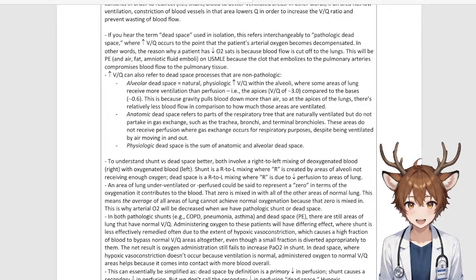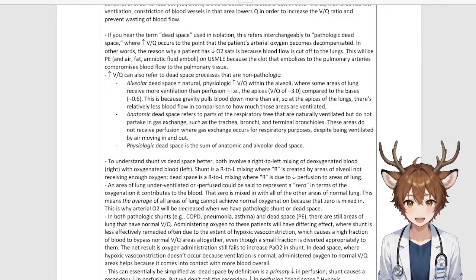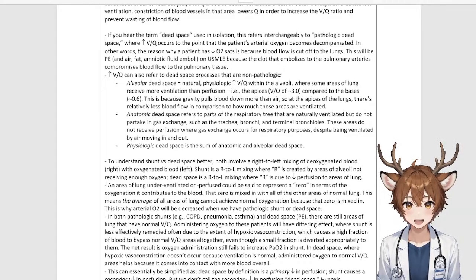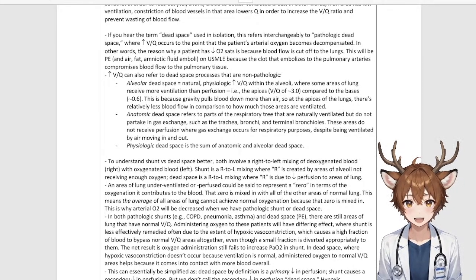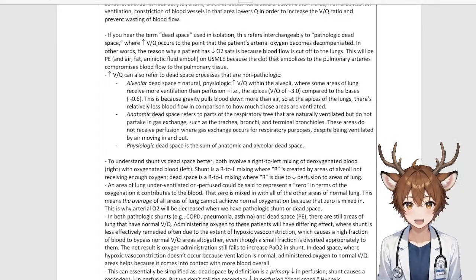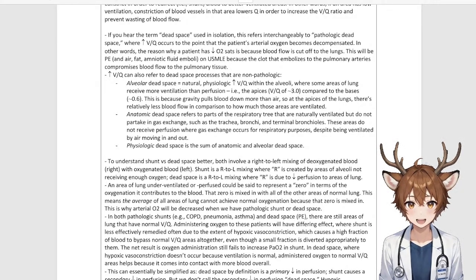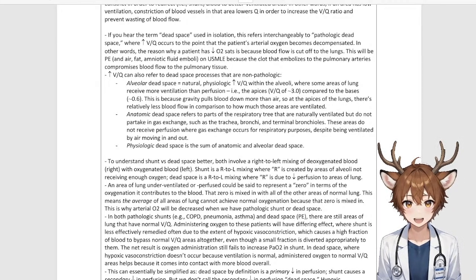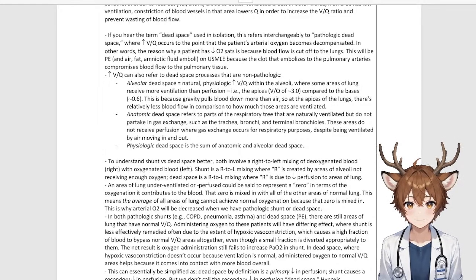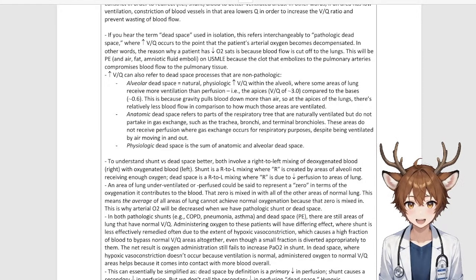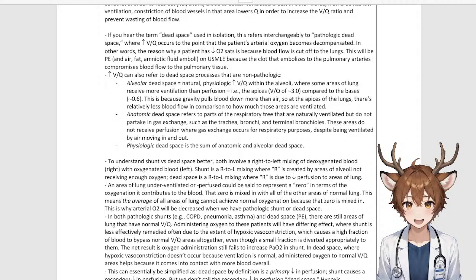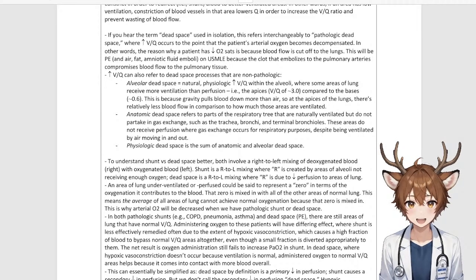Administering oxygen to these patients will have differing effects, where the shunt is less effectively remedied, often due to the extent of the hypoxic vasoconstriction, which causes a high fraction of blood to bypass normal VQ areas altogether, even though a small fraction is diverted appropriately to them. The net result is that oxygen administration still fails to increase the PaO2 in the shunt. In dead space, where the hypoxic vasoconstriction doesn't occur because the ventilation is normal, administered oxygen to normal VQ areas helps because it comes into contact with more blood overall.